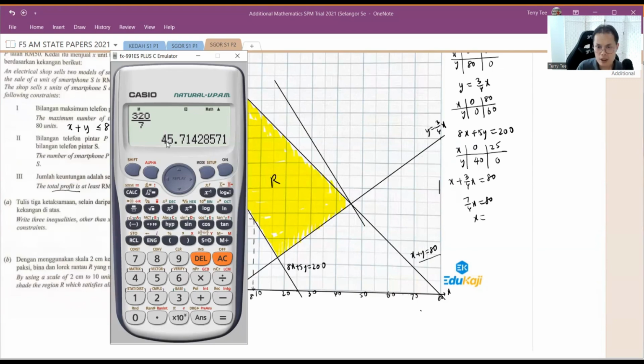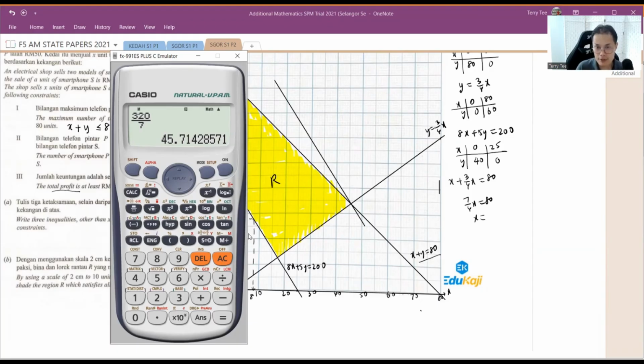Now here's the problem. Can you read 45 point something? No. You must be inside. You cannot take 46. If you take 46, it's outside. So that's a problem. Sometimes you get in-between values. We cannot take outside, we take inside. So you're going to move it slightly to inside. All right, so you take 45.